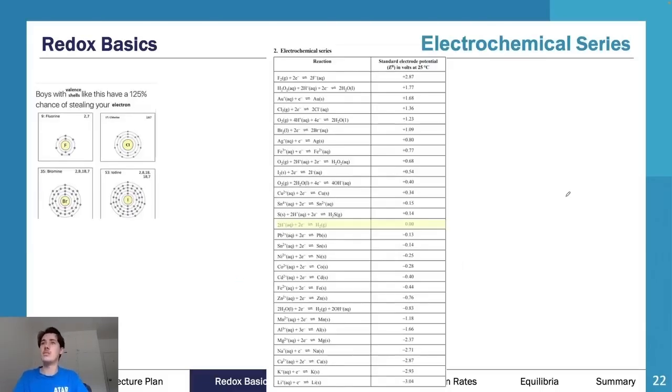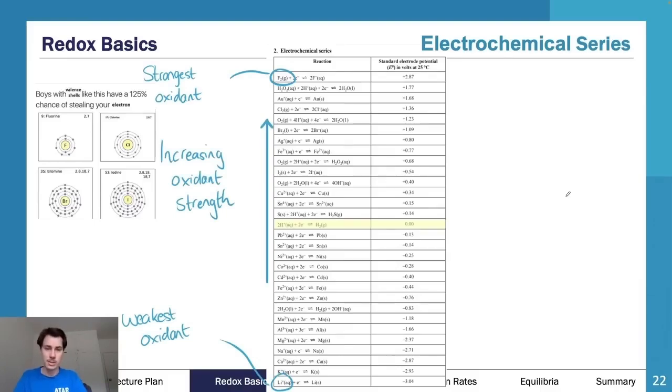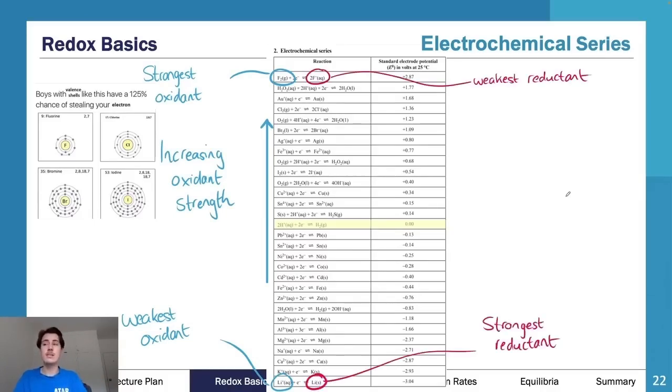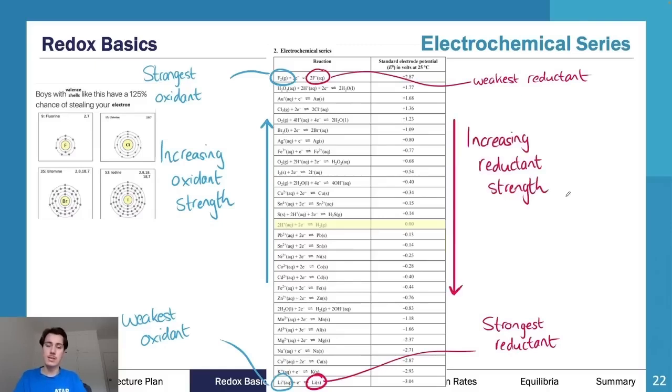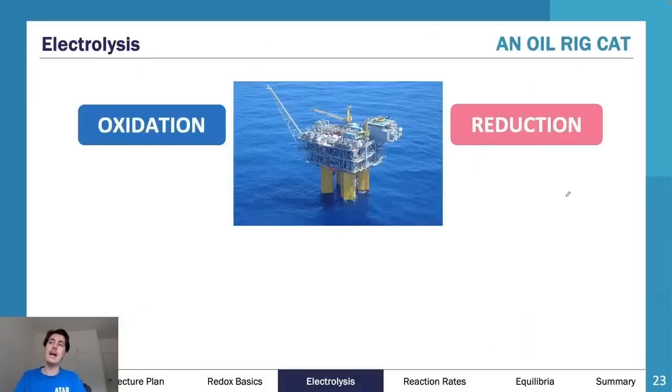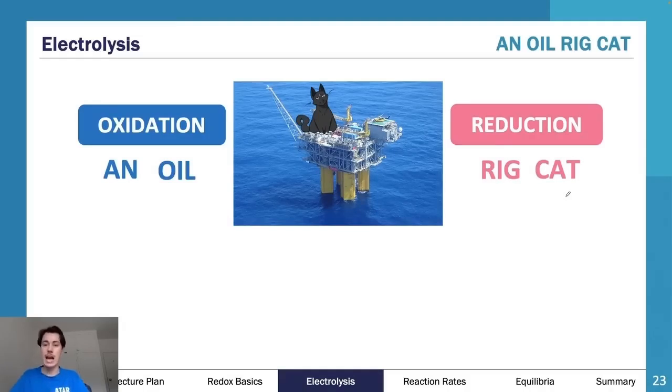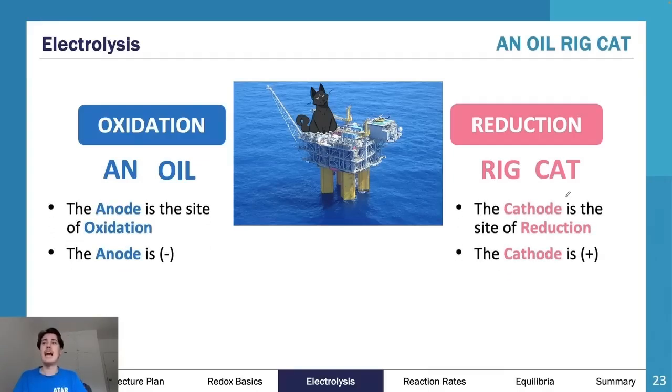So as you can see here, this is your electrochemical series. Your electrochemical series can show you your strongest oxidant, your weakest oxidant, and increasing oxidant strength. It can also show you your weakest reductant, your strongest reductant, and increasing reductant strength. So from now, you can change what you say as your acronym. Instead of oil rig, you can say an oil rig cat, and the cat is always happy. That's how I think about it. So as you can see here, the anode is the side of oxidation, the anode is negative. The cathode is the side of reduction, the cathode is positive.